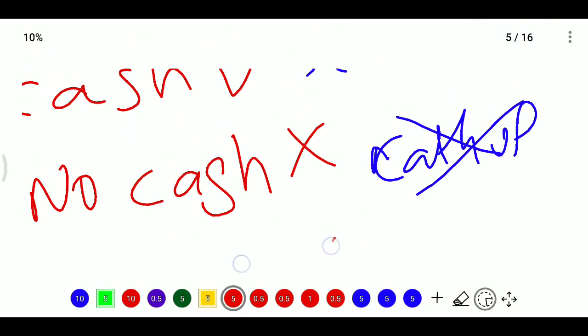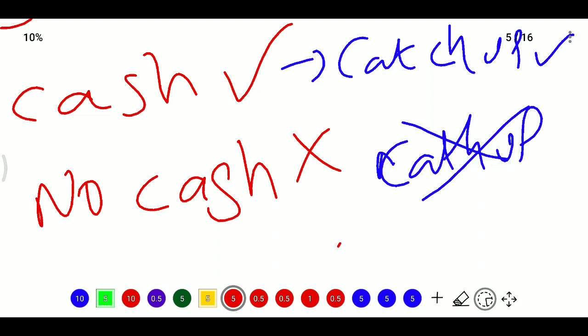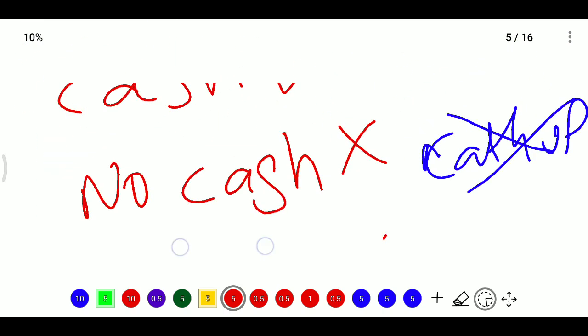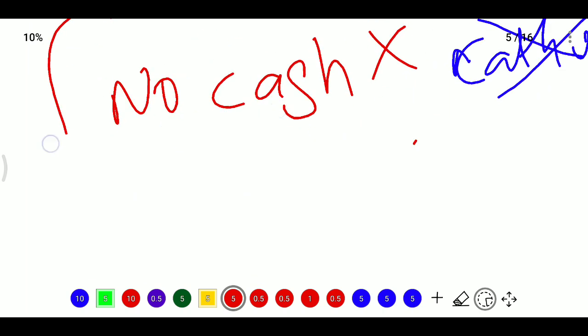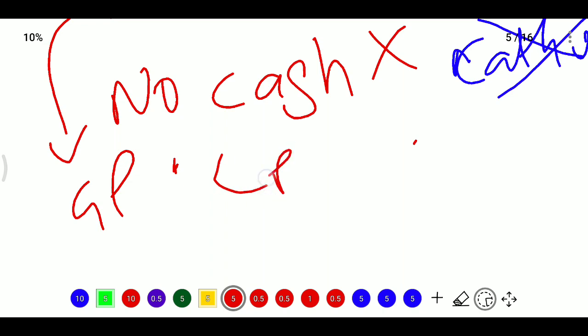and the balance cash is shared between the general partner and limited partner in the ratio of 20 to 80. So we need to look at the catch up point here.